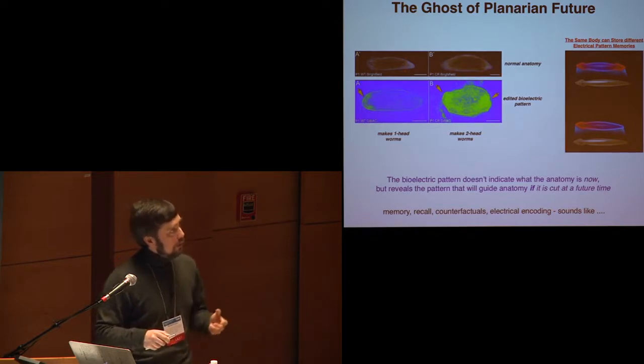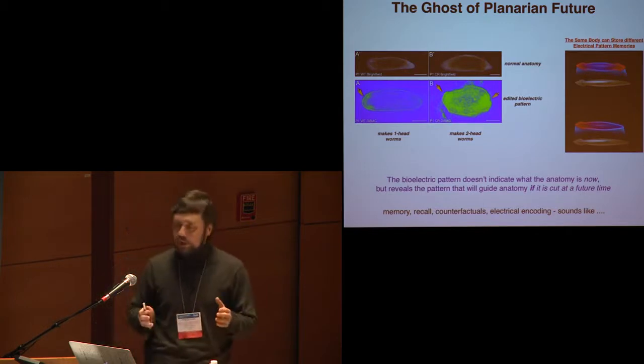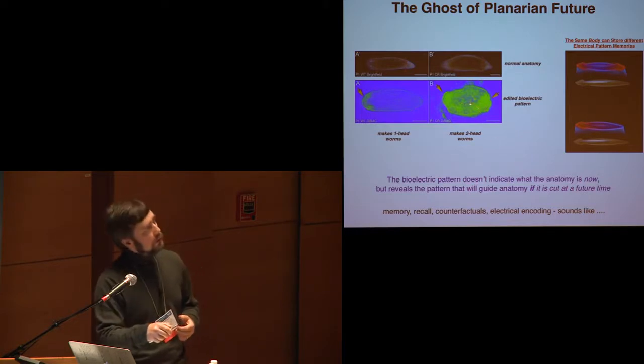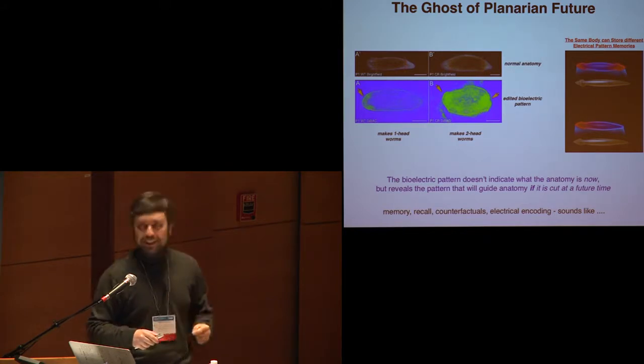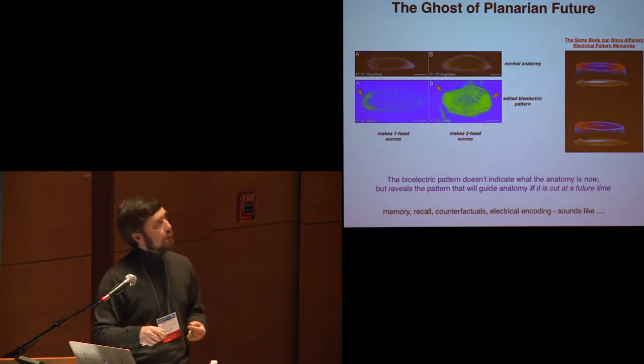And so the kind of amazing thing, well, there's two amazing things. One is that the same body, this is very much like memory, in that the same structure can store distinct patterns inside, but the patterns are not indicative of what the anatomy is now. This bioelectrical state is not telling you what the anatomy of the animal is now, it's telling you what is going to happen if it is cut at a future time. This is an information structure that the animal is going to consult if it gets cut in the future, but in the meantime, the anatomy and the molecular histology are perfectly normal.